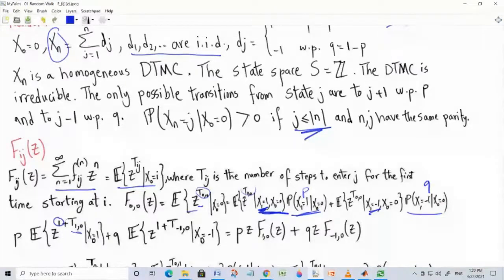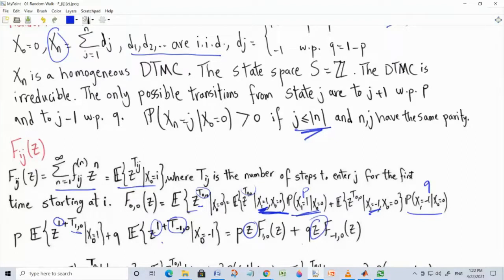So it is 1, which is the step taken from 0 to 1, plus the time now needed to go from 1 and enter into 0 for the first time. And for the other expectation, this will be 1 plus T of -1 comma 0, because there is a step taken to go from 0 to -1, and then there is the number of steps needed from -1 to enter into 0 for the first time. Okay, and so when you do these things, you typically get those Z's.